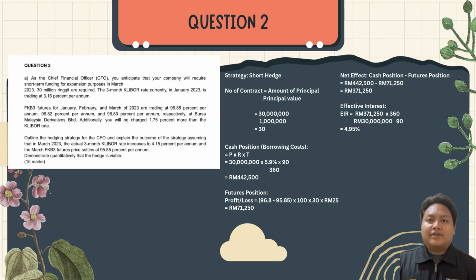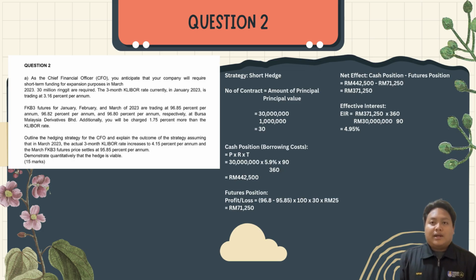Let's look at the financial performance of this strategy to demonstrate its viability. First, because we shorted the market at 96.80 and bought back lower at 95.85, we generate a profit in the futures market. We calculate this using our official syllabus formula: sell price minus buy price, times 100, times the number of contracts, and times the contract value, so we get 71,250 ringgit.